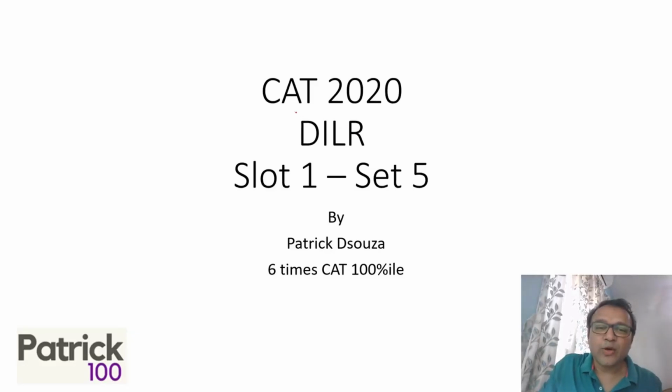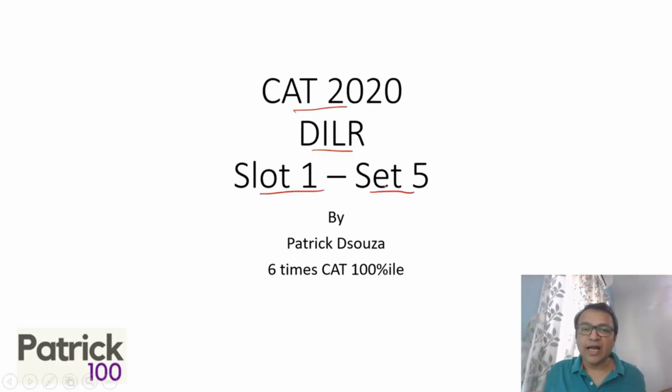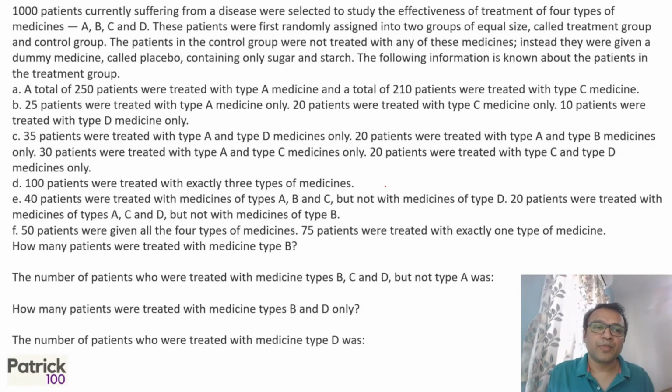Hi, we're looking at CAT 2020 DILR slot 1, set 5, the fifth set, the last set. So the way to solve DILR is to go with the flow. I mean, you should flow the questions. You should be able to recognize what type of question it is by looking at the data and then accordingly implement whatever patterns that you have.